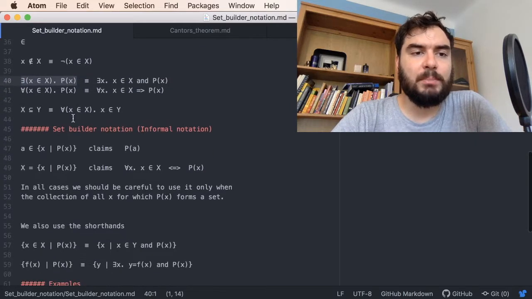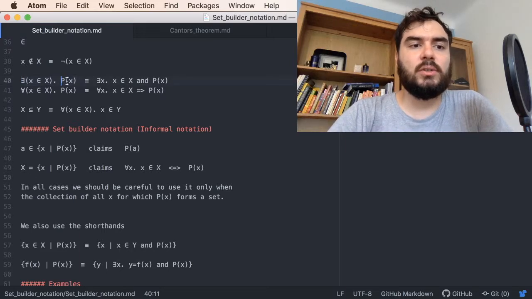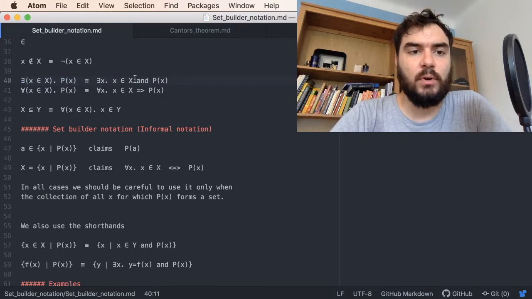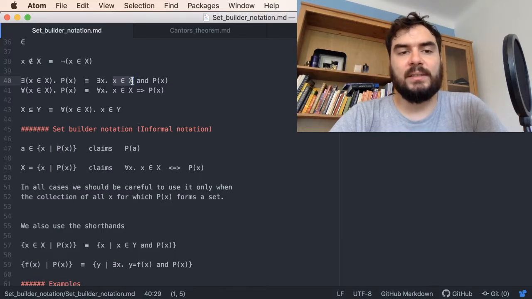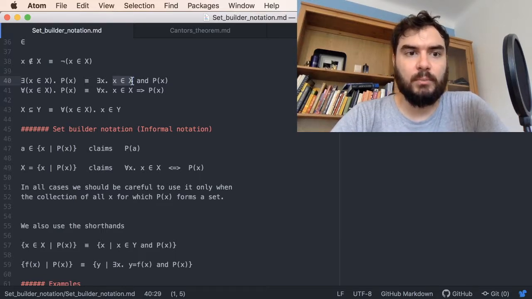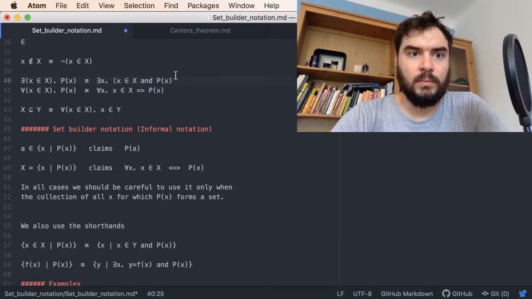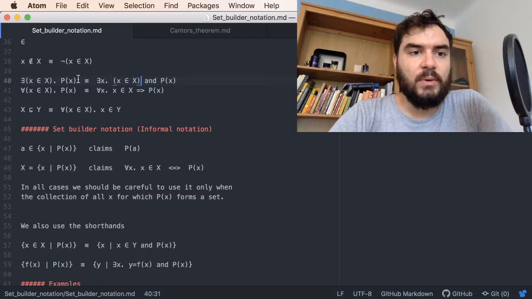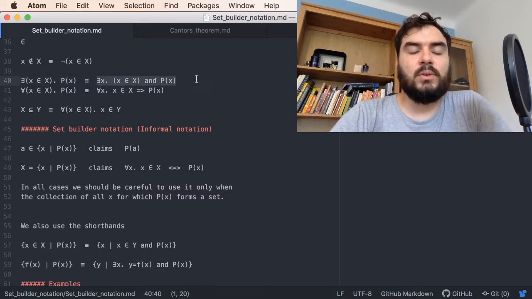If you read such a bounded quantification, then this is also just shorthand for this statement. So you do a conjunction of this claim about membership, and make brackets around it, and the proposition that you claim. So if you read this, really this just translates to that, right?